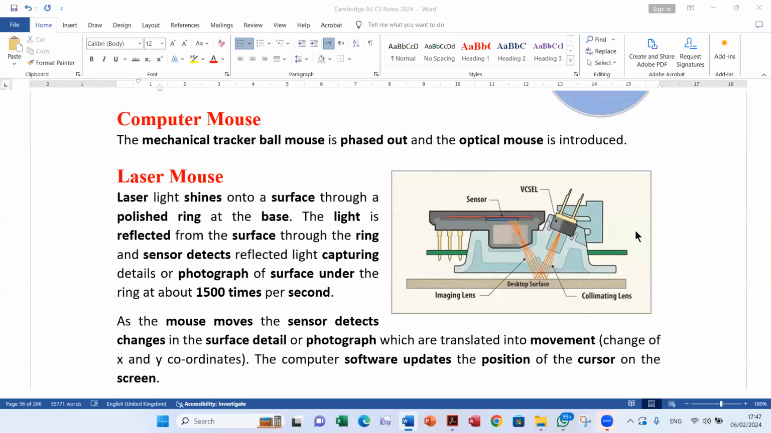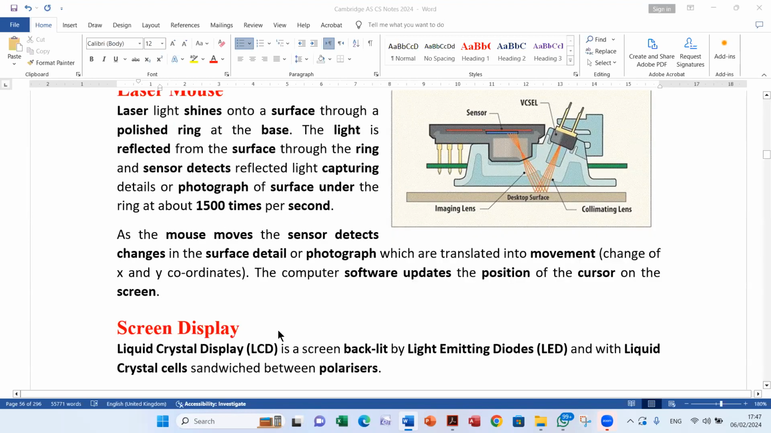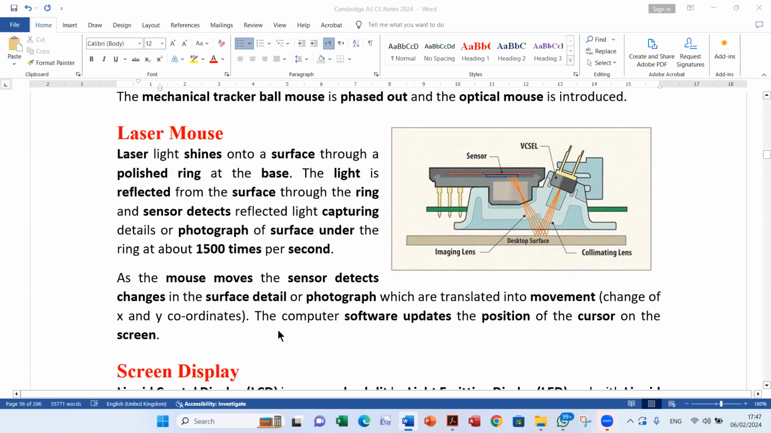Next we have the computer mouse. In the old days, we used to have a mechanical trackball mouse with a ball underneath the mouse to measure its movement. But this is phased out, and the optical mouse with a light underneath was introduced. So the optical mouse, or let us call it the laser mouse, has some laser LED underneath the mouse, and when you move the mouse, there is some change in the area under the mouse, and the reflection is captured by a sensor.